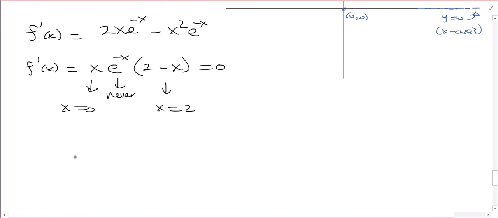So let's do our number line, or you can do the table of intervals. And so I'm going to put here 0 and 2, and we're testing the first derivative. So f prime, and this is where the derivative is 0. So these are possible what? Local max, local min, or saddles, right? Local max, local min, or saddles.